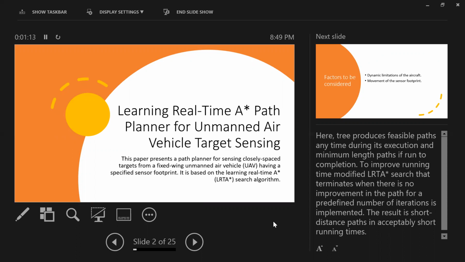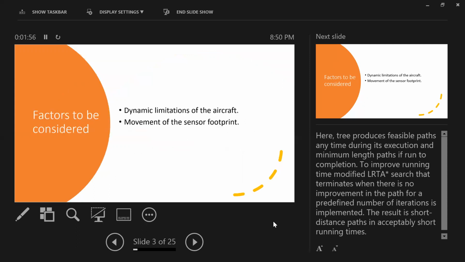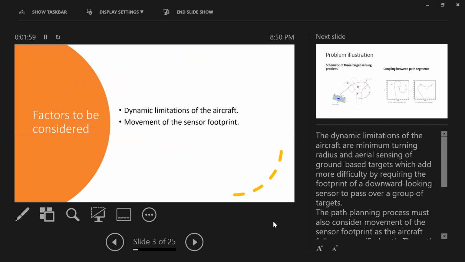It is based on the learning real-time A-star search algorithm, which produces a tree with feasible paths, and at any time during its execution it produces minimum length paths, and upon completion it gives us the optimal path. To improve running time, the learning real-time A-star search algorithm is designed to terminate when there is no improvement in the path for a predefined number of iterations, and the final result is a short distance path in excessively short running times. Okay, so in this paper there are two factors that have been considered.